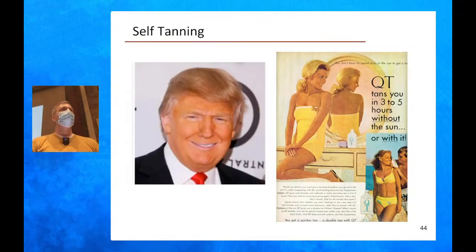Another solution, if you want your skin to look darker, is to use a self-tanning product. And we know Donald Trump is a big fan of this. This is, I think, the original ad for a self-tanning product. I don't know the date of that. I'm guessing the 1960s. Self-tanning products are basically a cream or a spray or a mist. You apply it to your skin, and it actually chemically reacts with your skin and colors it a darker color.